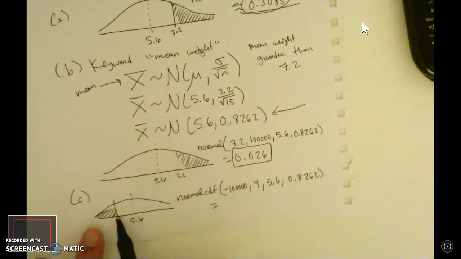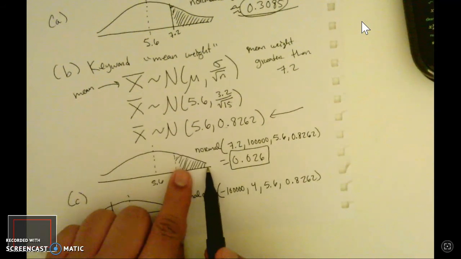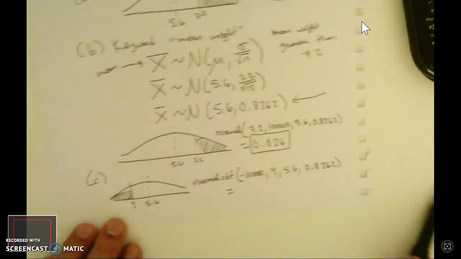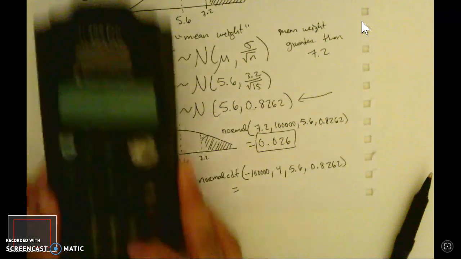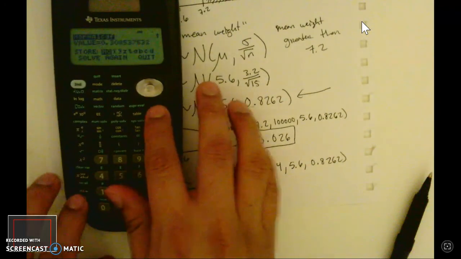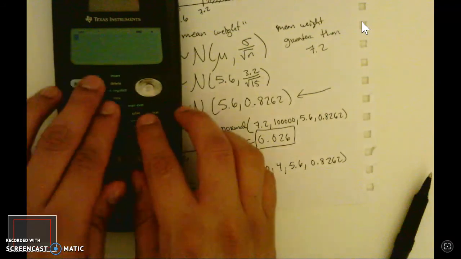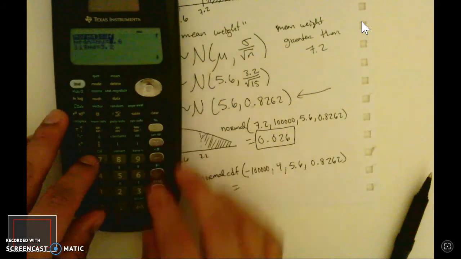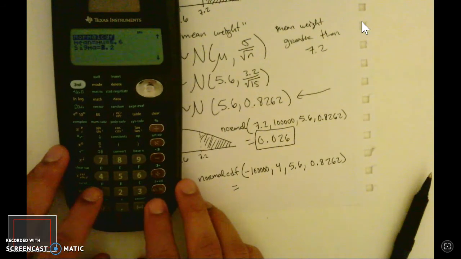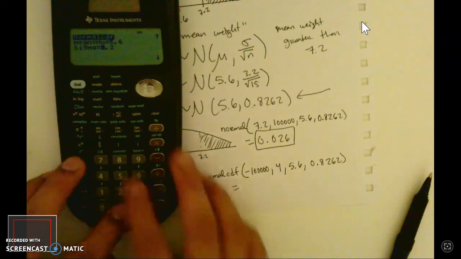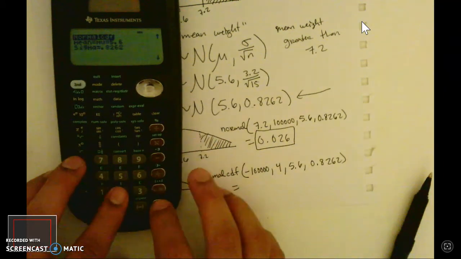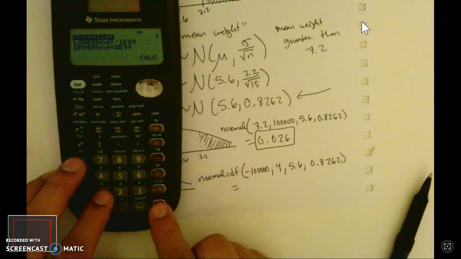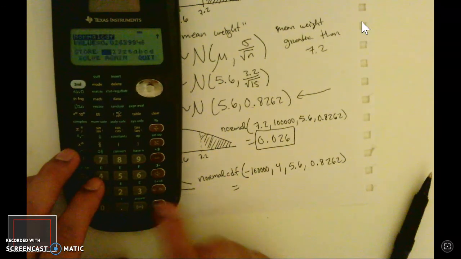If you're still having trouble identifying where the negative 1,000 goes, you need to go back to the videos on normal distribution, because you need to be able to do that part at this point. So here's what we have. Second data, go to distributions, normal CDF. I'm going to click on the mean, which is still 5.6. The standard deviation has now changed, 0.8262. Then we go all the way from negative 1 million, we leave that like that, and this is going to change to a 4. What do I get?